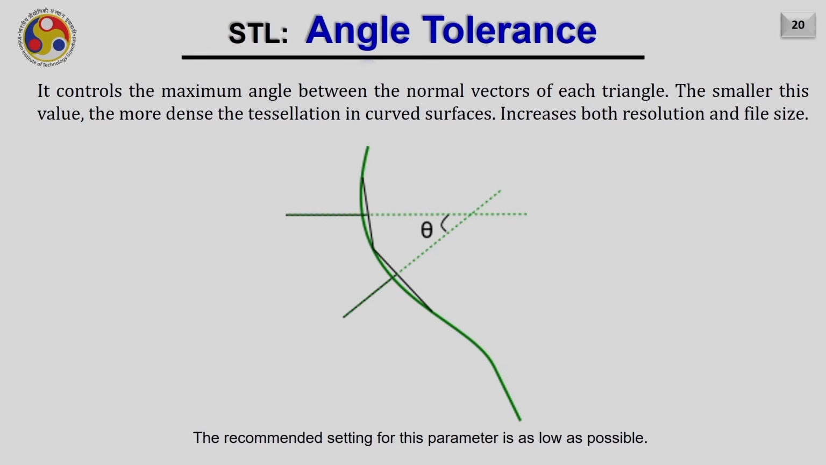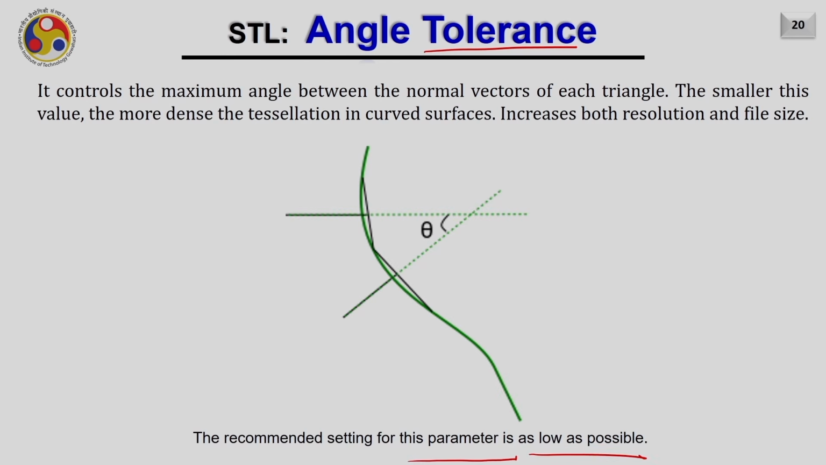The other type of tolerance is called the angle tolerance. It controls the maximum angle between the normal vectors of each triangle. The smaller this value, the more dense the tessellation of the curved surface. It increases both resolution and file size. The recommended setting for this parameter is as low as possible.